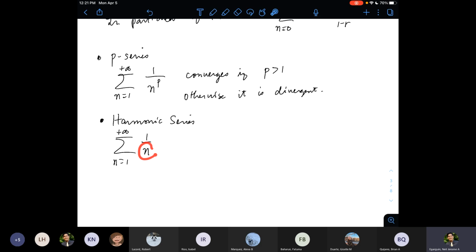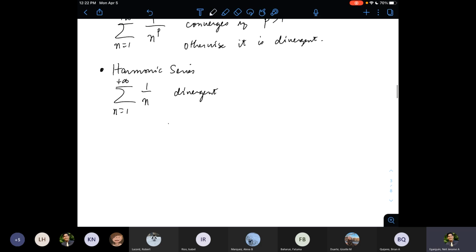So look at the base here. The base is the same as the indexing variable. And the exponent here is 1. That's a constant for all values of n. So this is a P series with P equals 1. And we already knew that if P is not greater than 1, then it is automatically divergent. So the harmonic series is divergent.